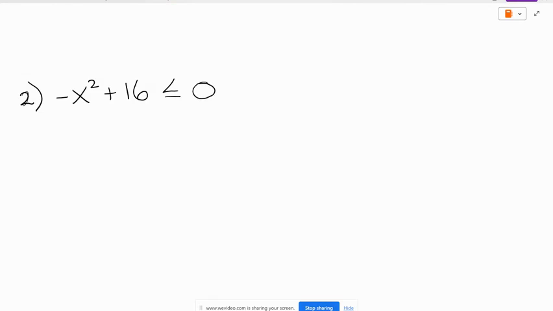So negative x squared plus 16 is less than or equal to 0. Can I factor this as it is right now? No. What must I do? Michael? Yeah, gotta make x squared not negative. How? No, I like the way you're thinking, but instead of dividing by negative 1, it's called pulling out a GCF of negative 1. I'm going to pull out a negative 1.